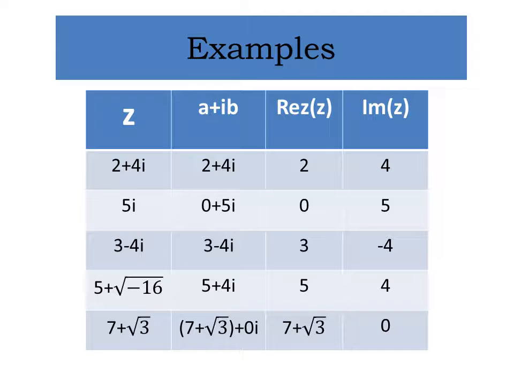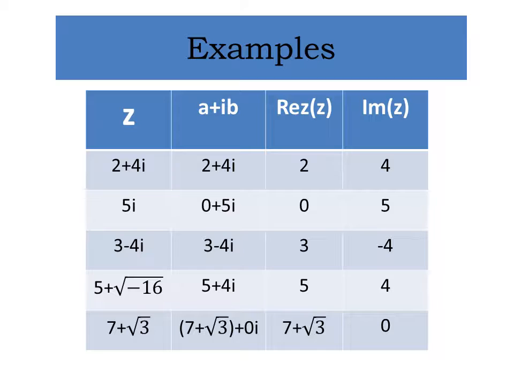Next one is 5 plus root of minus 16, and it is of the type 5 plus 4i, that is a plus ib format. And how does this become 4i? Under root of minus 16 means root of 16 is 4, and under root of minus 1 becomes i. The value of i is under root of minus 1. Therefore, it becomes 4i. The real part of z is 5 and the imaginary part is 4.